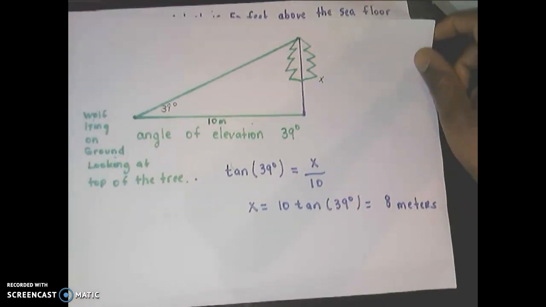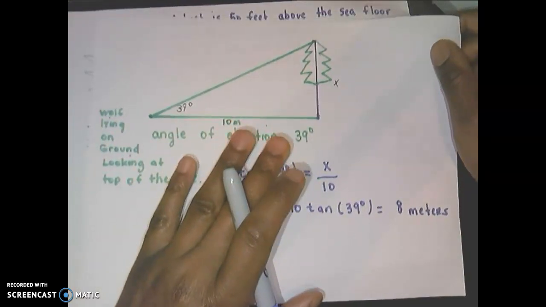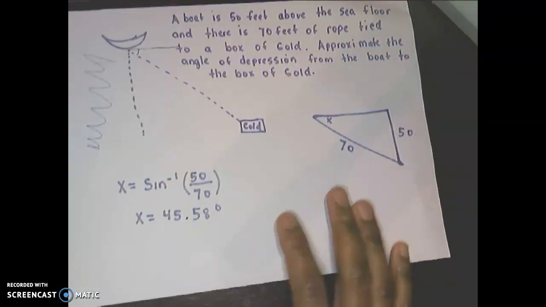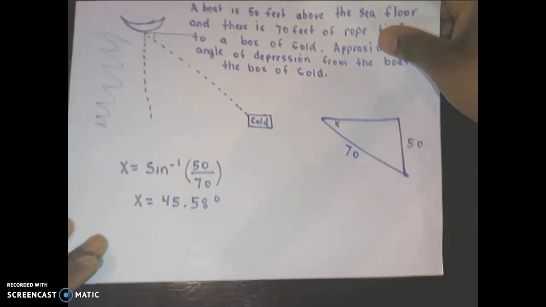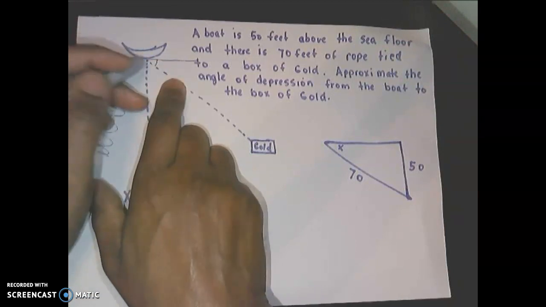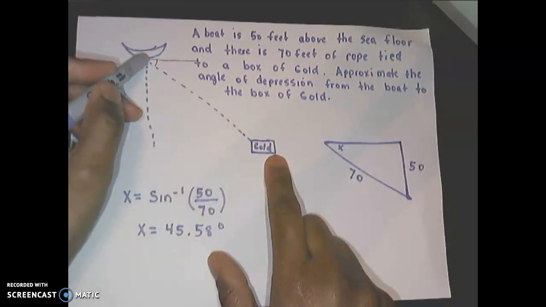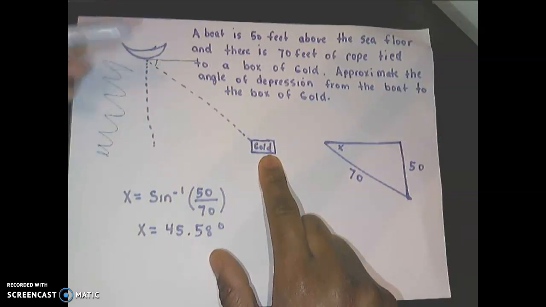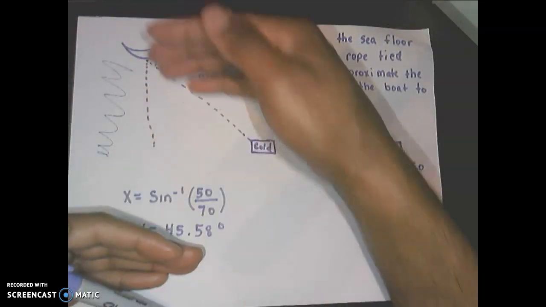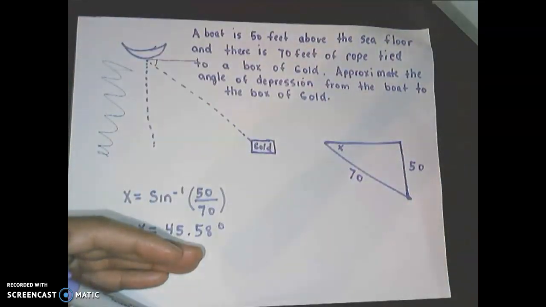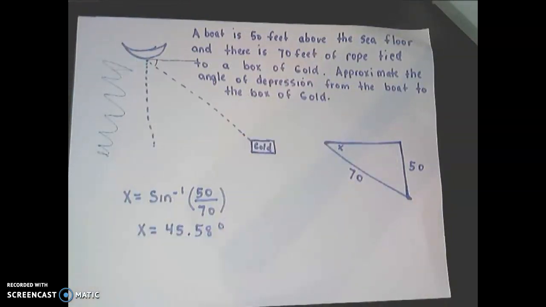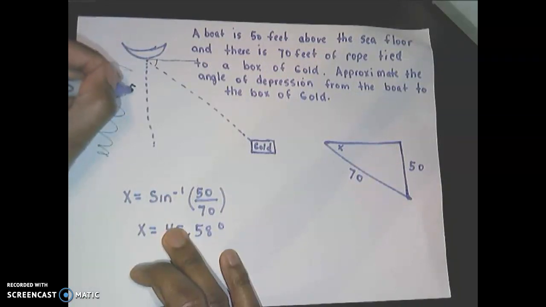All right, so let's look at our last example here. The last example was for the angle of elevation; this one is going to be for the angle of depression. Here we have a boat, and I know my boat looks a little not like a boat, but anyway, this is my boat, and from the boat we have a rope that's tied to some gold. The boat is on the sea, and it is 50 feet above sea level, so this distance right here is 50 feet.